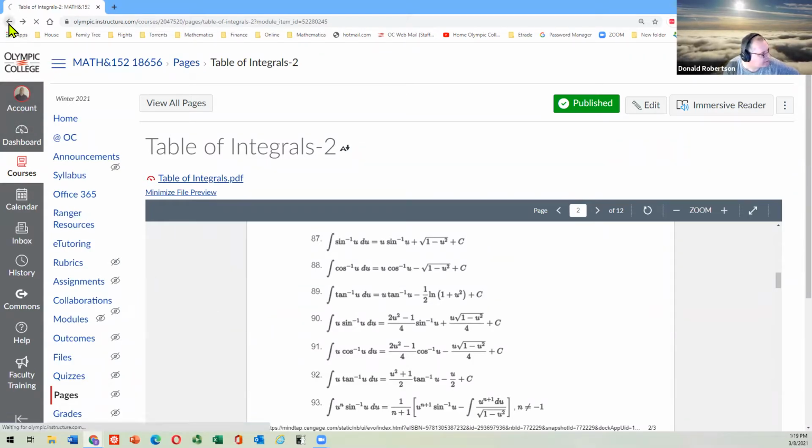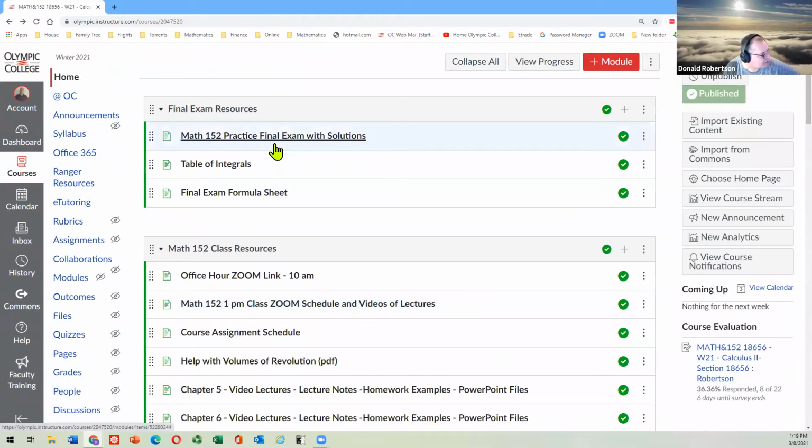The main part of this one is practice final exam with solutions. It's not finished yet. I was doing it over the weekend and well, I got as much done as I could. Over the next few days, I'll be continually updating it as I add more questions, but it's 85, 90% finished. So let's show you what it is.